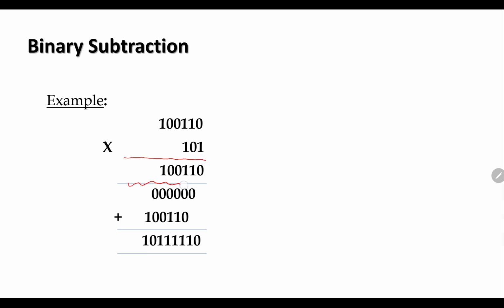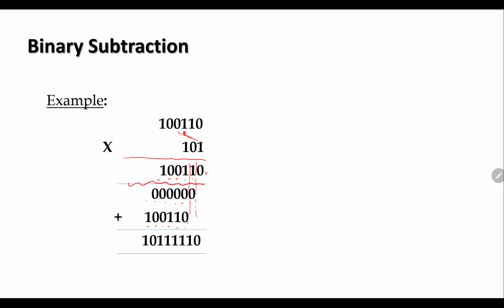Okay, for this example, 1 times 0 is 0, 1 times 1 is 1, 1 times 1 is 1, 1 times 0, 0, 1 times 0, 0, 1 times 1 is 1. Okay, next, 0 times everything, it will be 0, 0, 0, 0. And next, 1 times 0. So you put the digit to the correct position. Okay. Alright. So 1 times 100110, you got 100110.